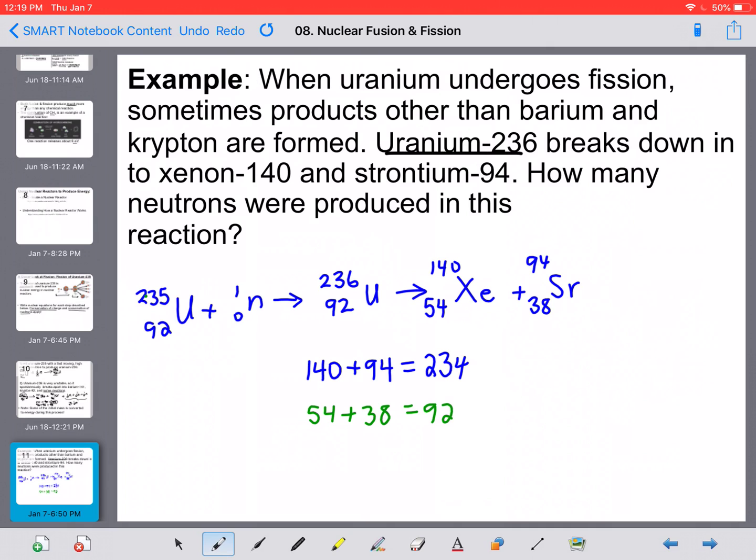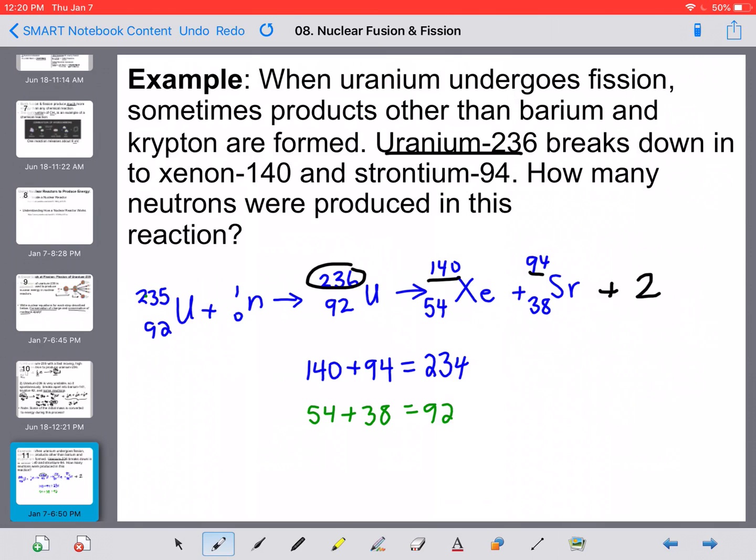And now hopefully you've looked at the reaction. We're going to try to answer the question of how many neutrons were produced. So I've already gone ahead and added up 140 and 94, and I found that that was 234. Over here, this number says 236. So to get from 234 to 236, because that's a difference of 2, that's going to be 2 neutrons.